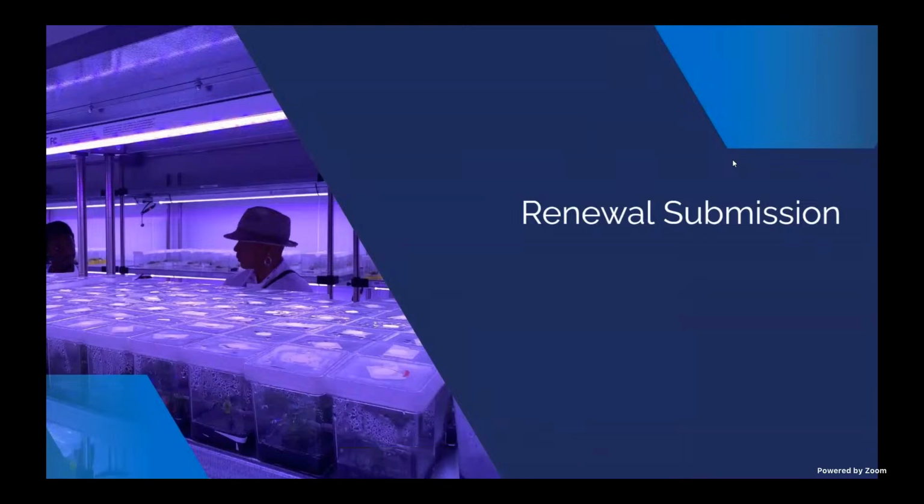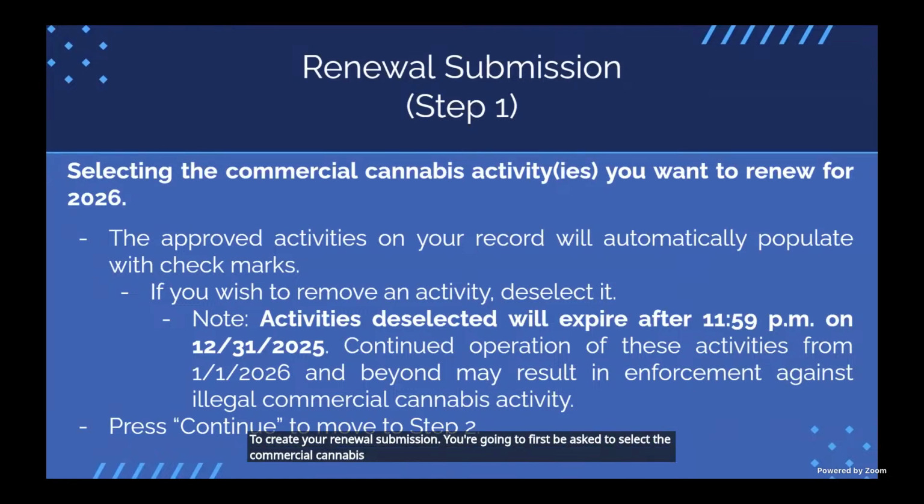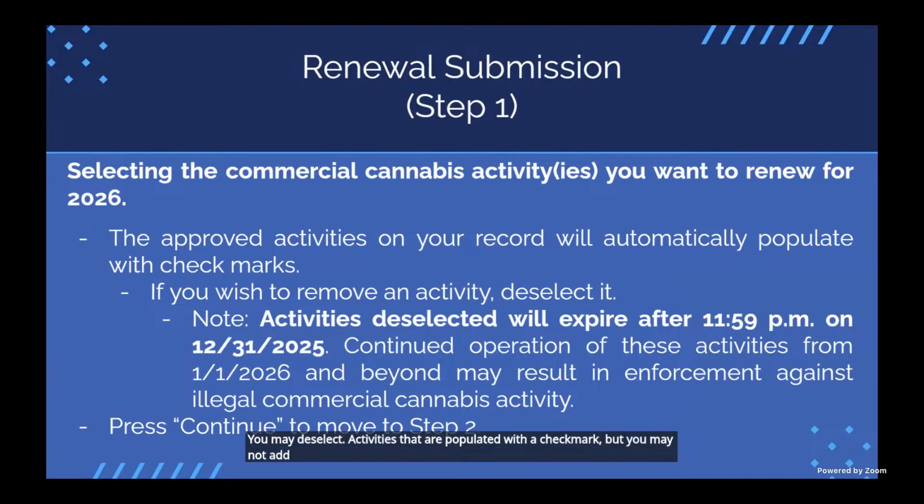To create your renewal submission, you're going to first be asked to select the commercial cannabis activity or activities you want to renew for 2026. The approved activities on your record will automatically populate with check marks. If you wish to remove an activity, deselect it. You may deselect activities that are populated with a check mark, but you may not add activities as part of the renewal process.